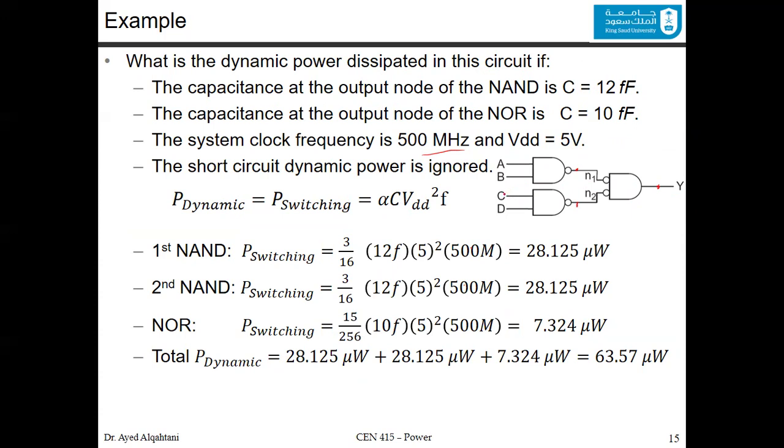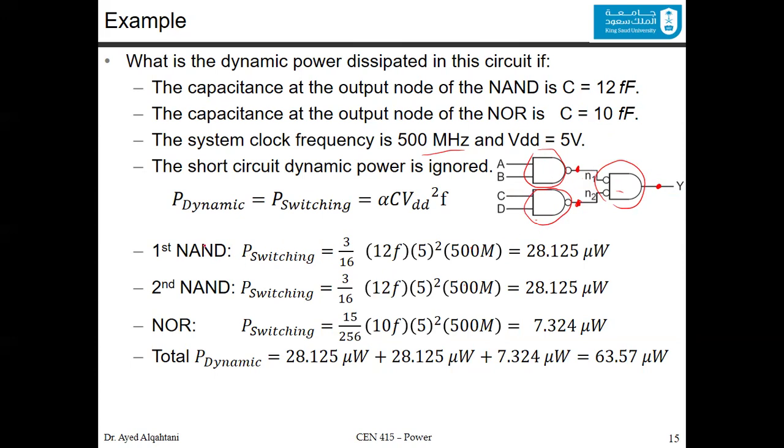We do this for each of the output nodes. So here and here and here. You find the activity factor here, here and here. This will give you the dynamic power consumption for this gate, this one, and this one. This is the way to calculate the switching power, and then you add all the components. If you have 100 gates, you have to get all of the 100 gates and add them up together.